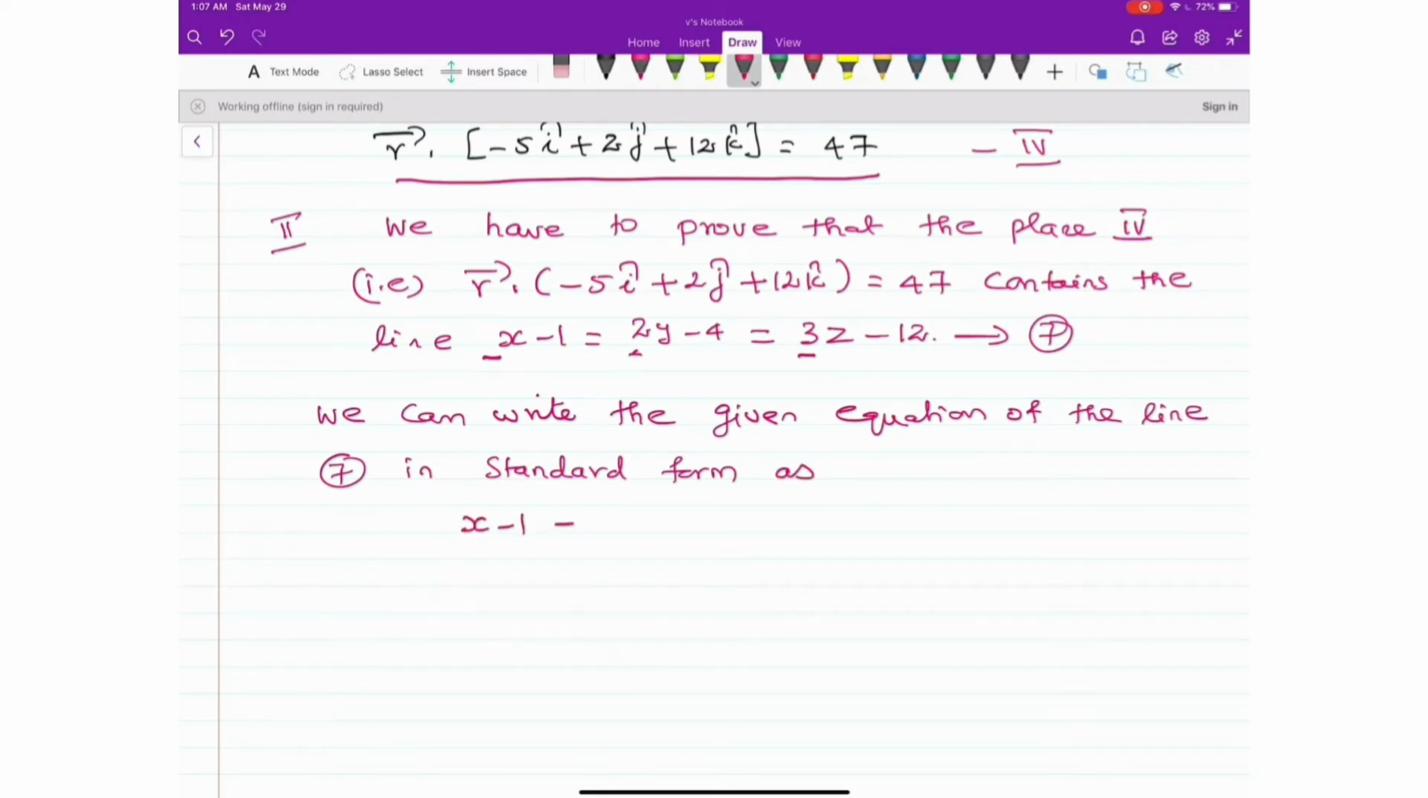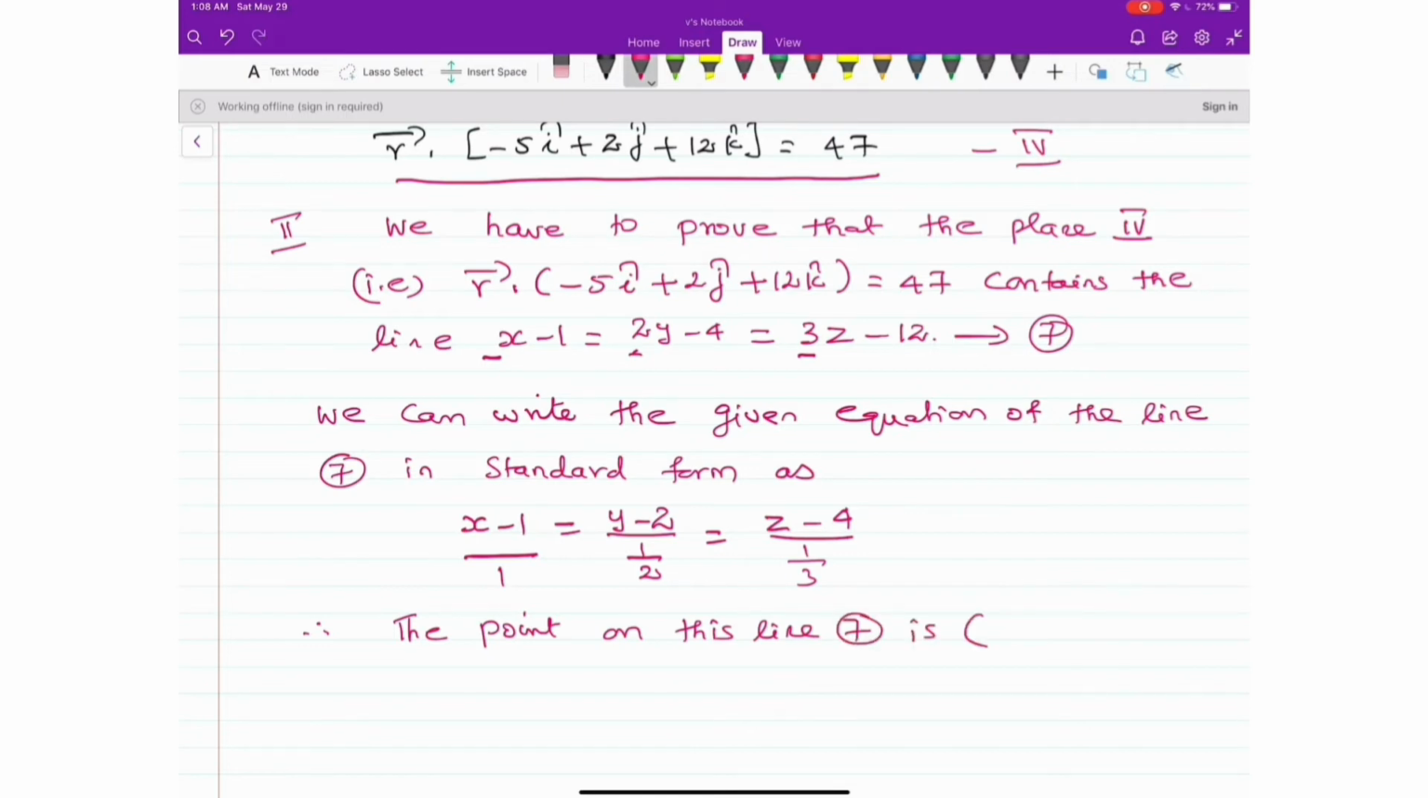x minus 1, which is equal to, now divide the numerator and denominator by 2, I will be having y minus 2 by 1 by 2, which is equal to, here divide the numerator and denominator by 3, I will be having z minus 4 by 1 by 3. Actually here down 1 is there. Therefore, the point on this line 7 is 1, 2, 4.